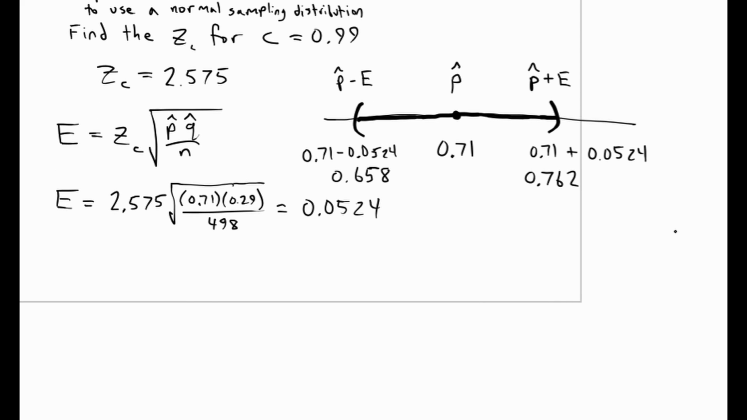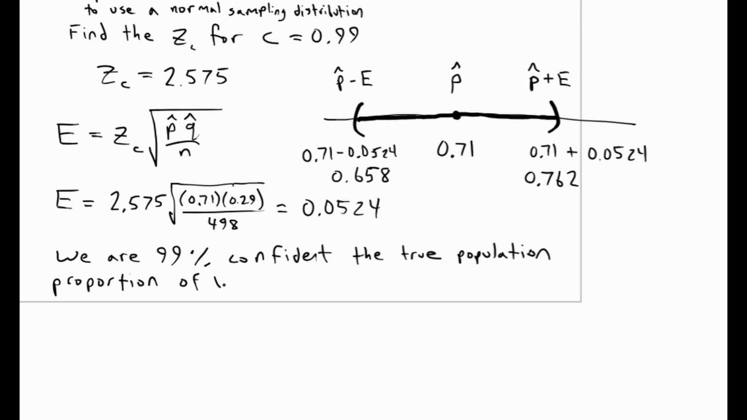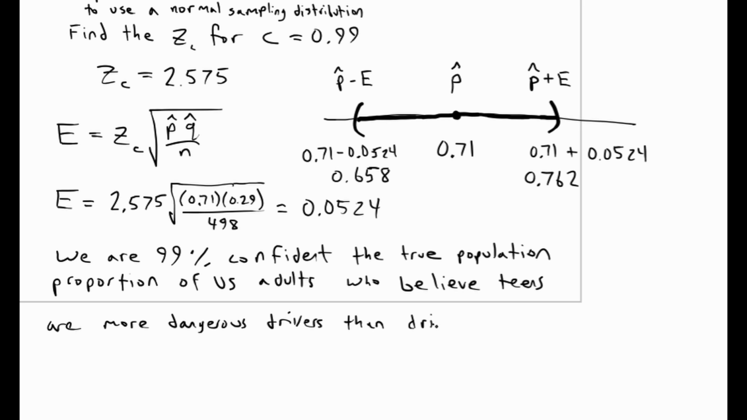Alright, so we can now make our conclusion. We are 99% confident that the true population proportion of U.S. adults who believe teens are more dangerous drivers than drivers 65 plus is between 65.8% and 76.2%.